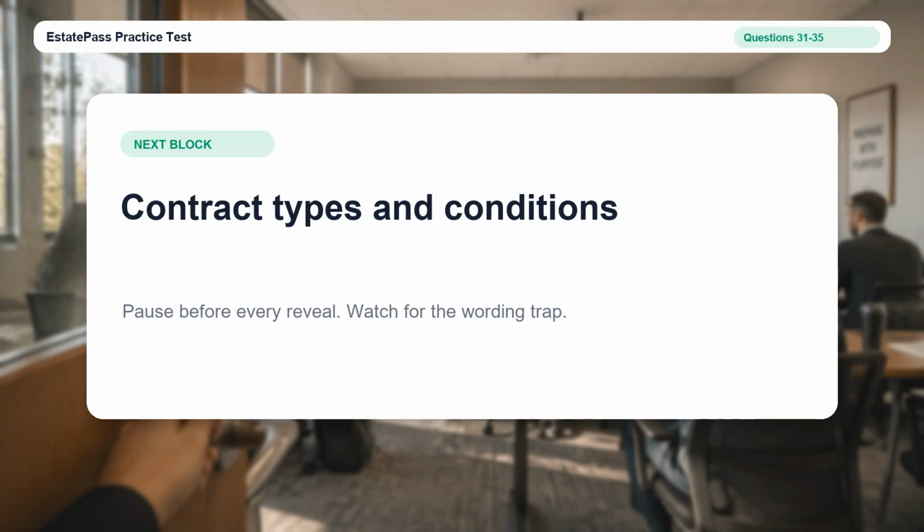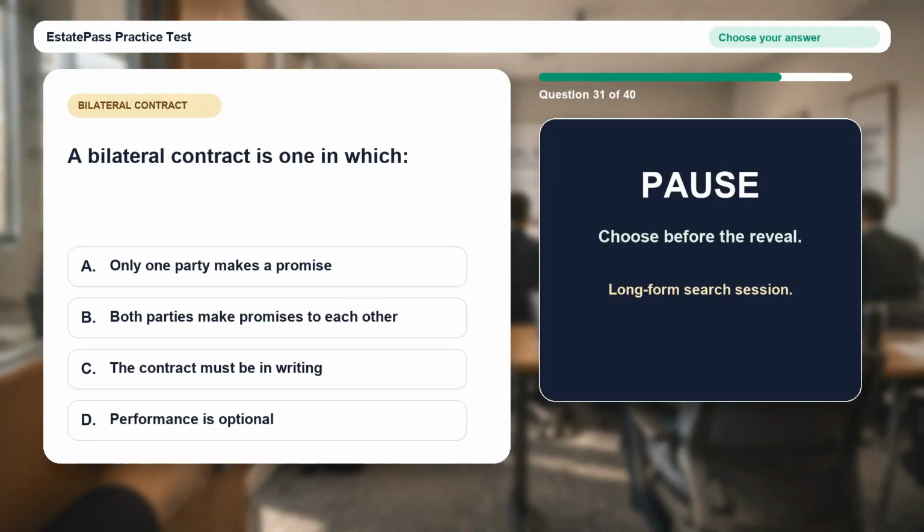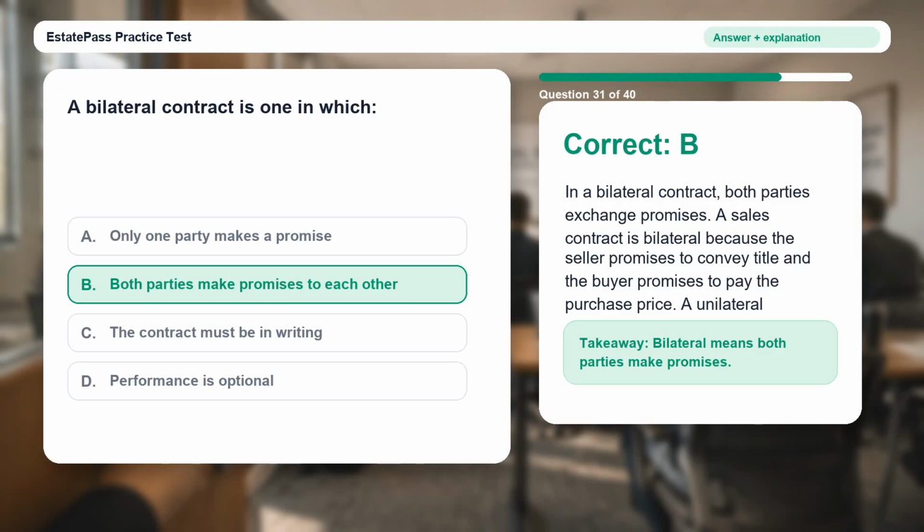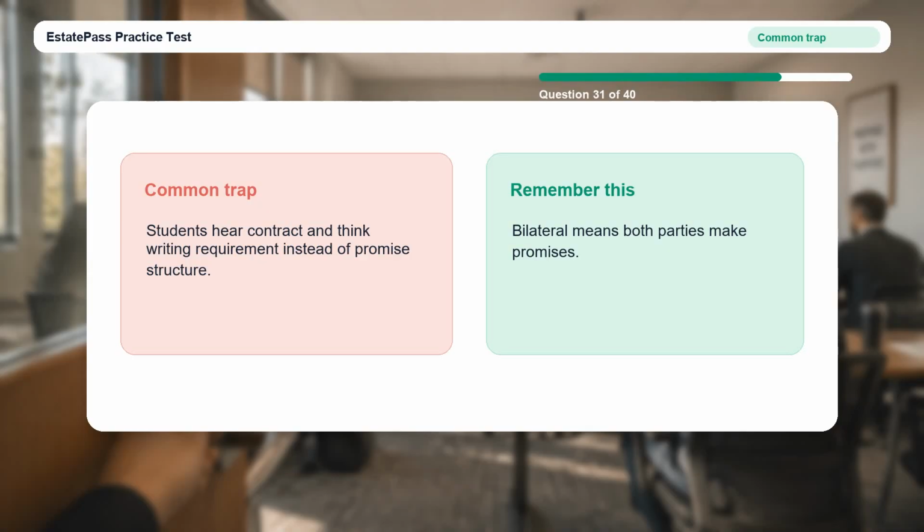Next block: contract types and conditions. Pause before every reveal. Question 31. A bilateral contract is one in which. Your choices are A. Only one party makes a promise. B. The correct answer is B. Both parties make promises to each other. Explanation: in a bilateral contract, both parties exchange promises. A sales contract is one. Common trap: students hear contract and think writing requirement instead of promise structure.